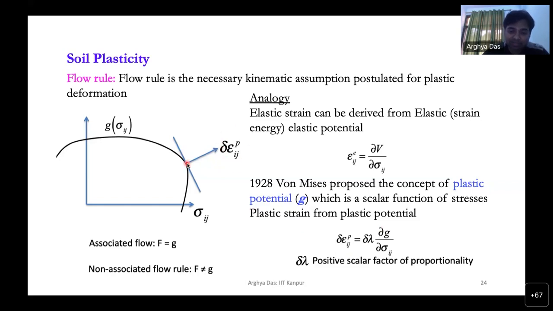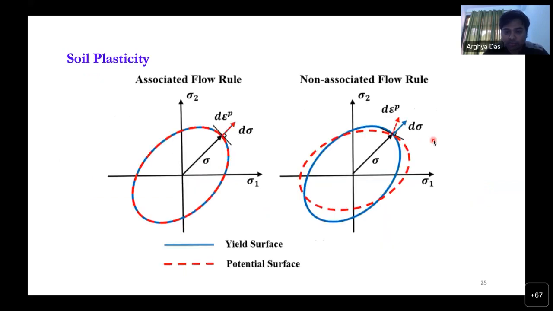And unlike your yield condition, this G, or the plastic potential, is always moving along with your yield condition. Wherever your stress is, you can draw a yield surface along with that stress. Okay. I'll show you with a figure here. Yeah. You can see it here.